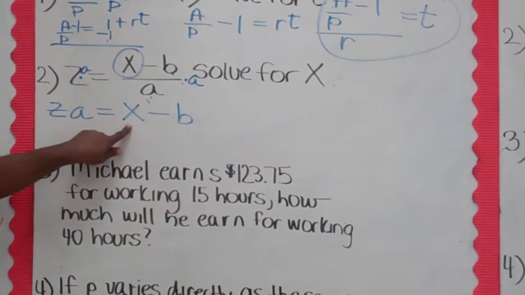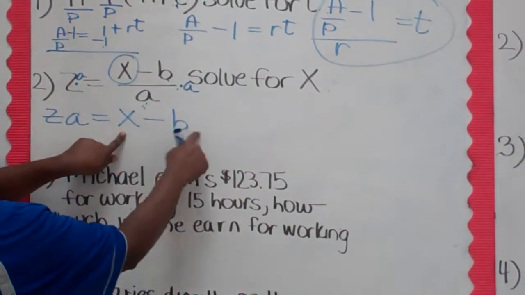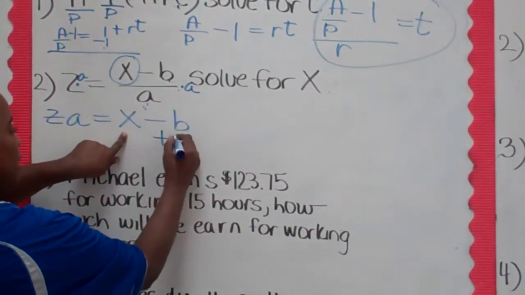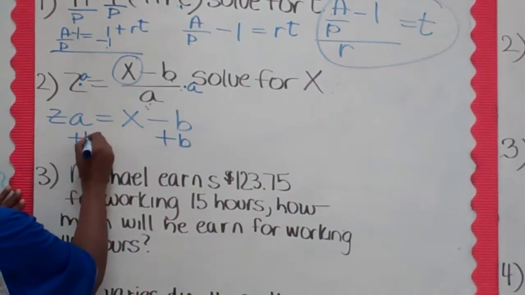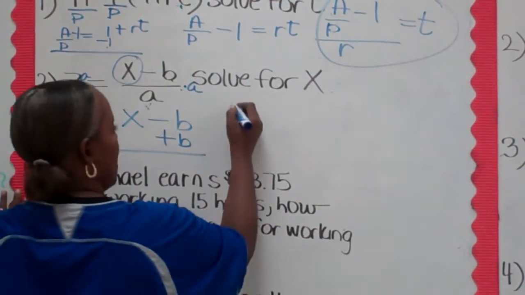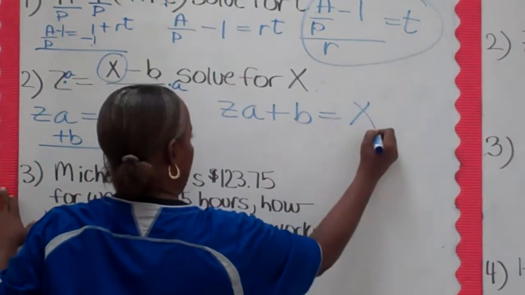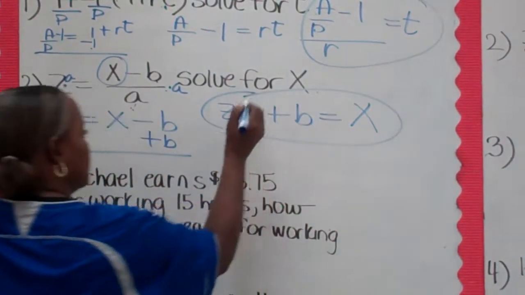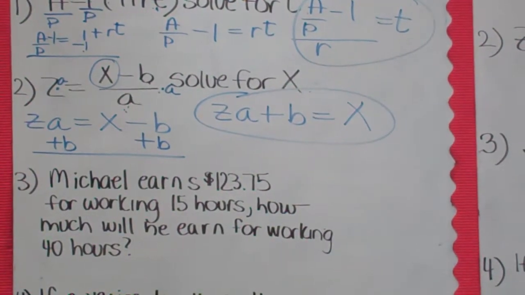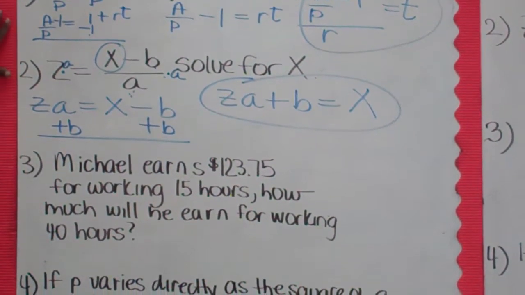Now I'm still solving for x, so that means that I need to get rid of the minus b. To get rid of it, I'm going to add b to both sides, so that I now have za plus b equals x. And I'm done. That one was a little bit simpler and only took 2 steps to do it, but the concept is still the same.